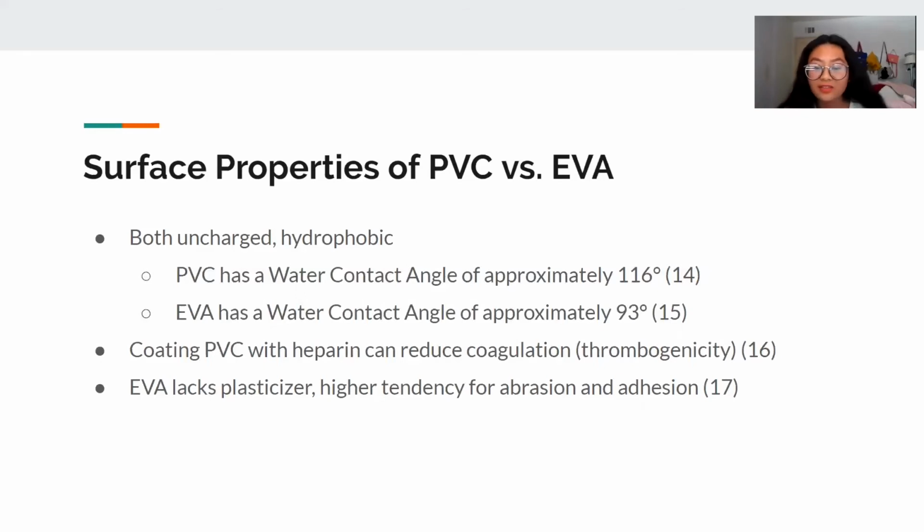Due to the fact that EVA does not contain a plasticizer, its surface is rougher than that of PVC. This causes EVA to be more abrasive as well as induce more adhesion, which is the reason that its water contact angle is less than that of PVC's. EVA thus has a greater tendency to allow stored blood to cling to its inner surface and form clots than PVC does.